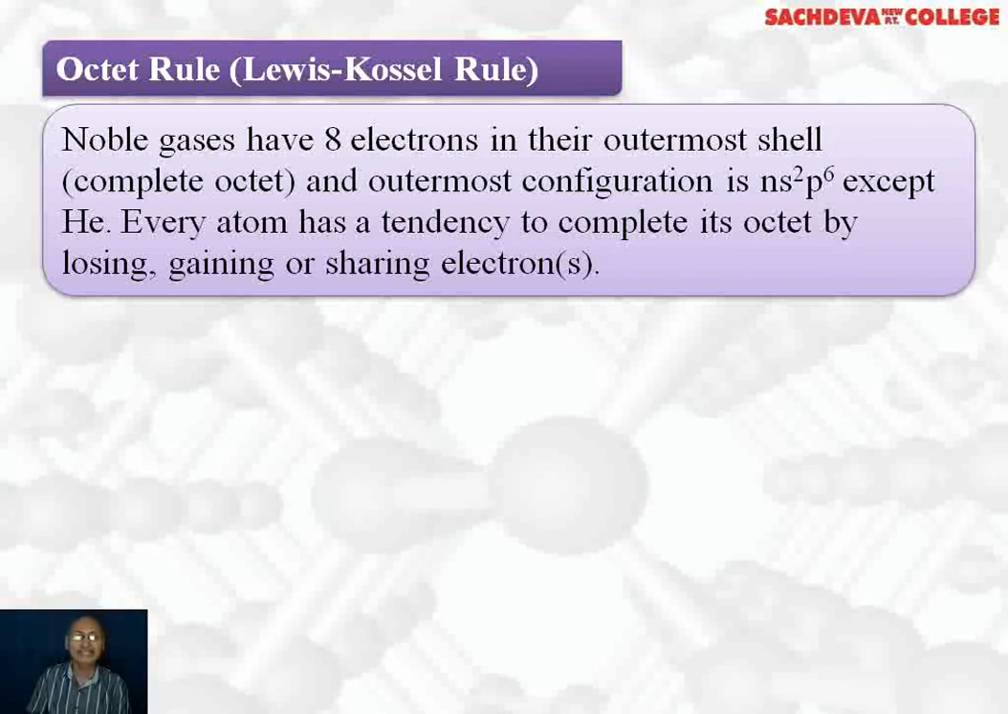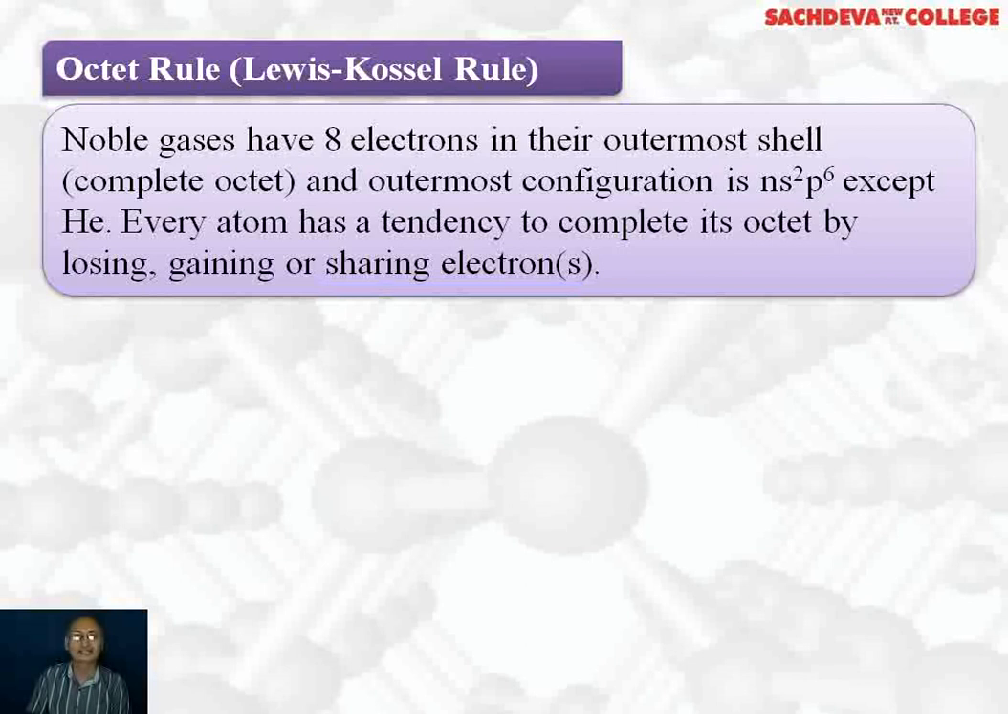Now, since they are stable, every other element wants to be stable like noble gases. Means that every atom has a tendency to complete its octet. How? Either by losing electron or by gaining electron or sharing electrons. It means there are 3 ways by which chemical bond can be formed: losing electrons, gaining electrons, or sharing electrons.